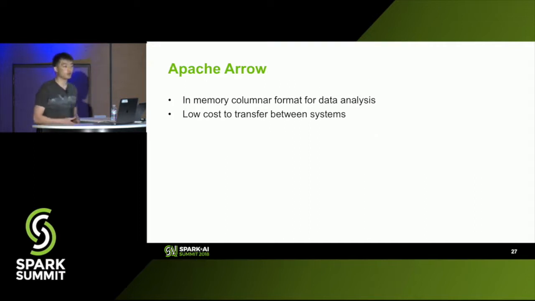Just a quick overview of what Apache Arrow is. It's going to be just two slides. In one sentence, Apache Arrow is an in-memory columnar format for data analysis. It's designed to have extremely low cost to transfer between systems. When you're converting an Arrow table to a Pandas table, it's actually close to zero cost.